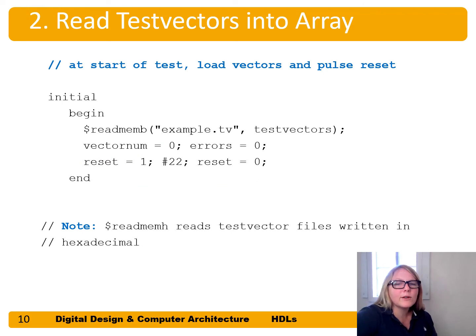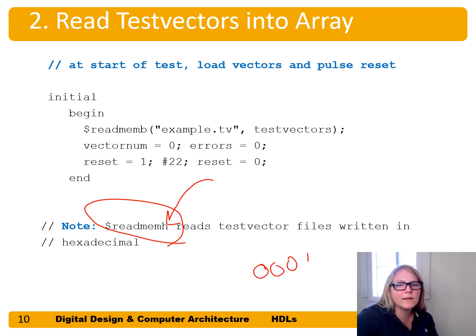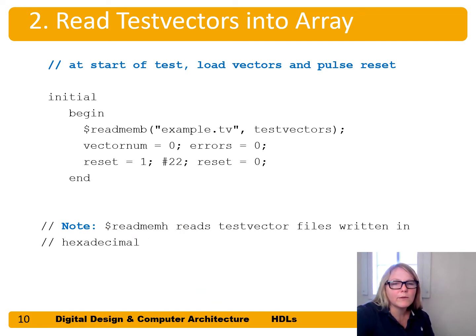So a note here is that we could have written our test vector file in hexadecimal, and then we would have needed to use the readmemh call instead of readmemb. So if we had 0, 0, 0, 1, 0, 0, 1, 0, we could have written that in hex and said 1, 2, whatever the next lines are. But then we would have had to read it in using readmemh.